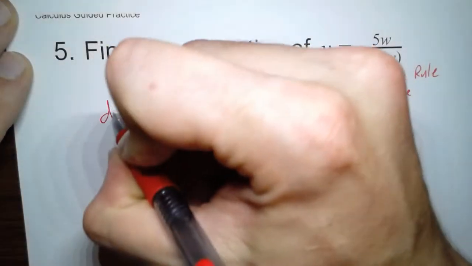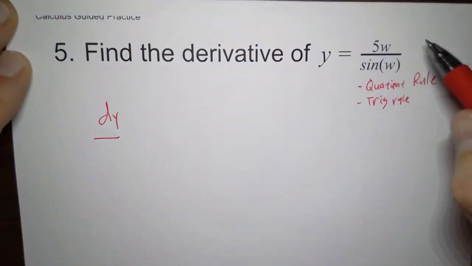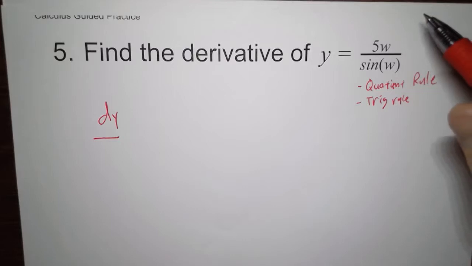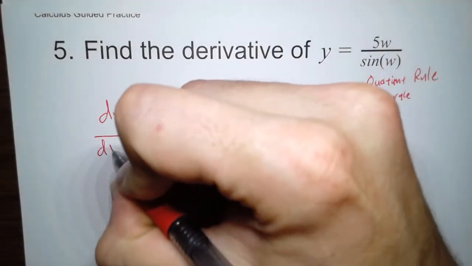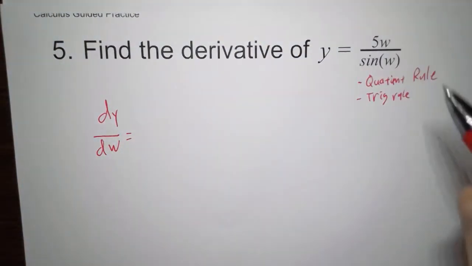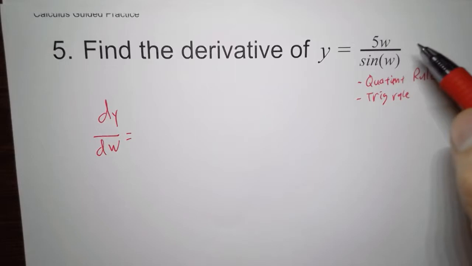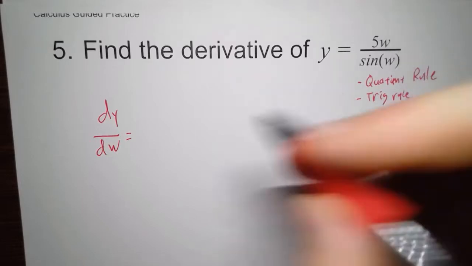So dy, now again, pay attention because a lot of calculus problems from many different sources will try and trip you up by not having you use x. Instead, they'll give you s or t or some other variable. In this case, we have w, so it's dy dw. So, quotient rule says low d high, so sine of w.